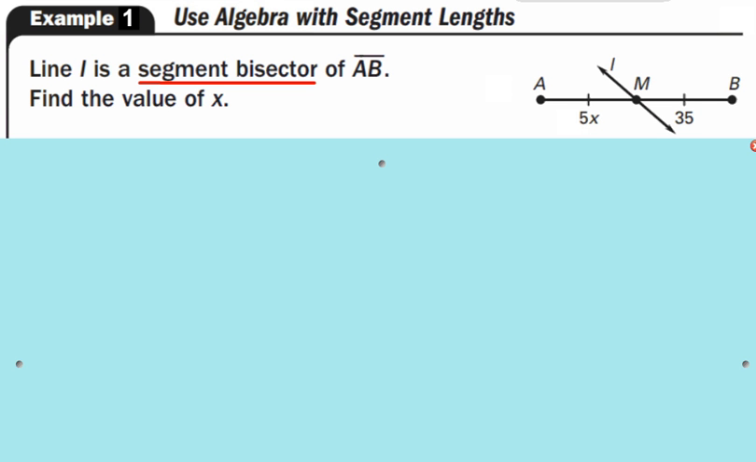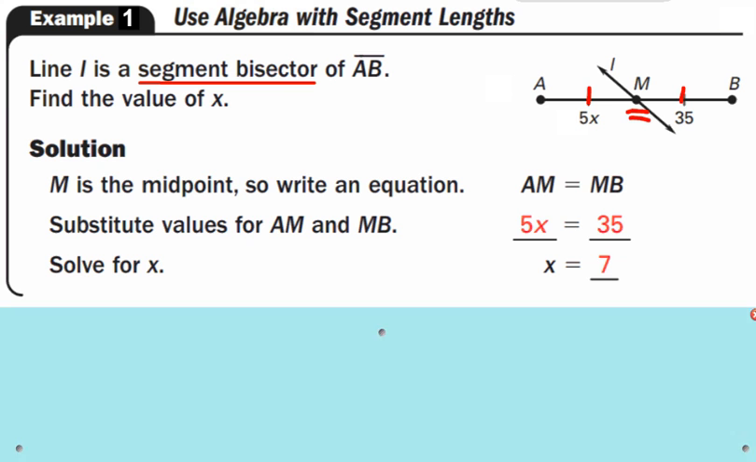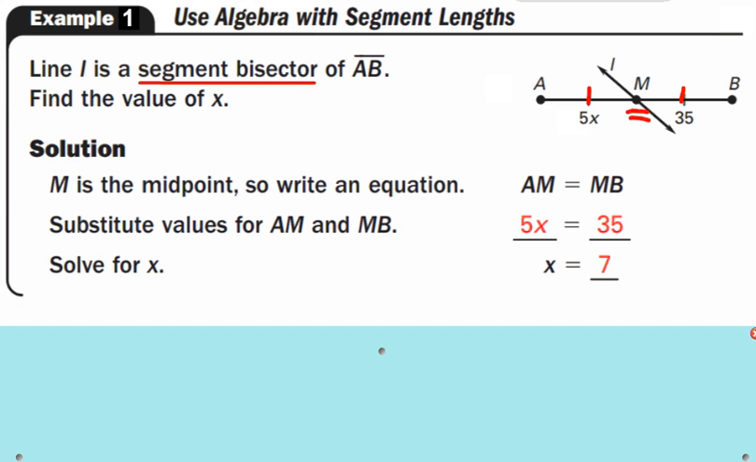All right, first example, line L is a segment bisector of AB, line segment AB. So if line L is a segment bisector, notice these markings here. That means that AM and MB are congruent because the segment is being bisected, which means this has to be equal to this. So take a minute, pause your notes, and write down the problem.